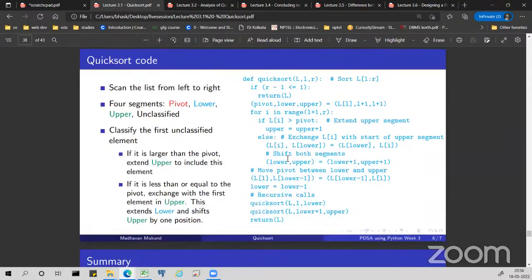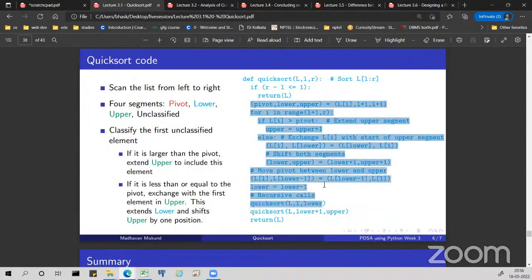So if you see, this is the code of quicksort, and it's just like the thing that I told you. Basically this is your partition. This part of the code, before the recursive calls, is your partition algorithm. Sir has given that in a single quicksort function. Now see, quicksort L to lower and quicksort lower plus 1 to upper, right?